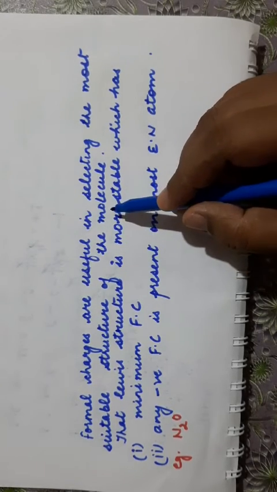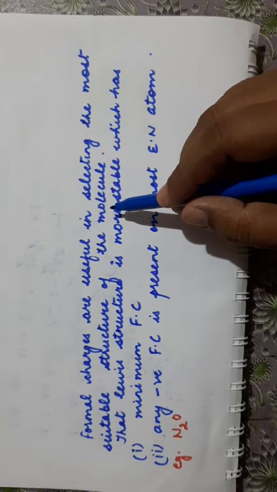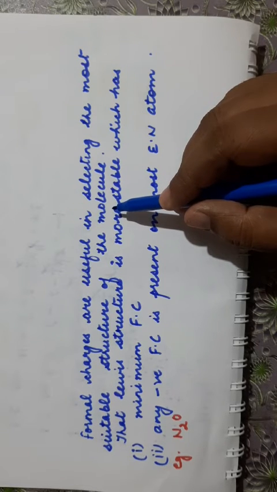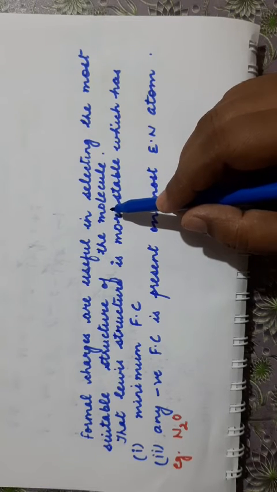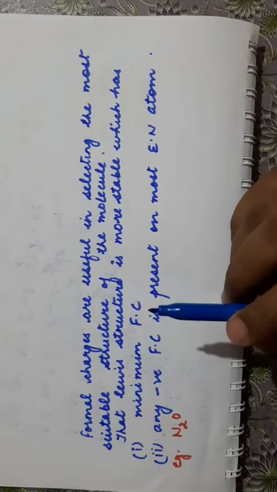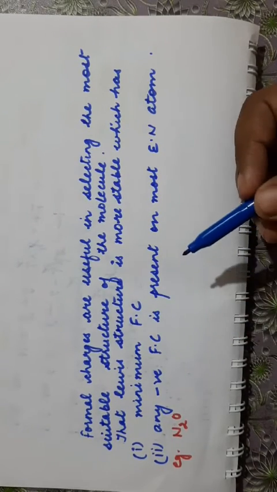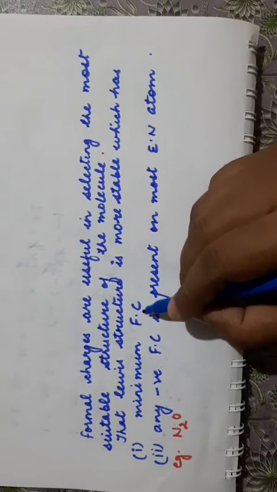Now, what is the significance of these formal charges? Formal charges are useful in selecting the most suitable structure of the molecule. If for a molecule you can draw 2 or more Lewis structures, and you have to find which is the most stable one or which is more preferred, then you can find it using the formal charge. Find the formal charge of all the atoms. That Lewis structure is more stable which has minimum formal charge.